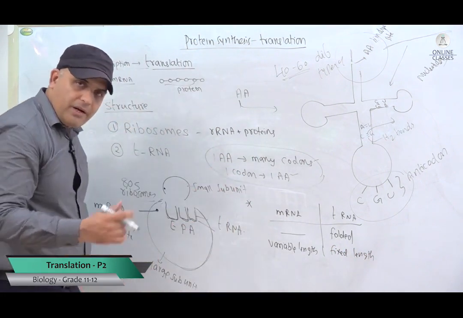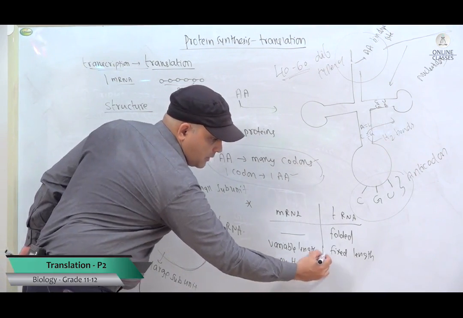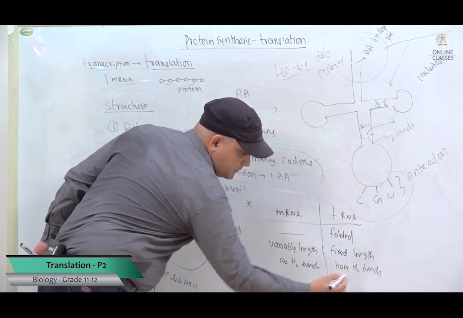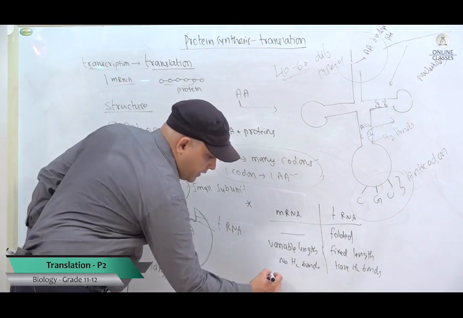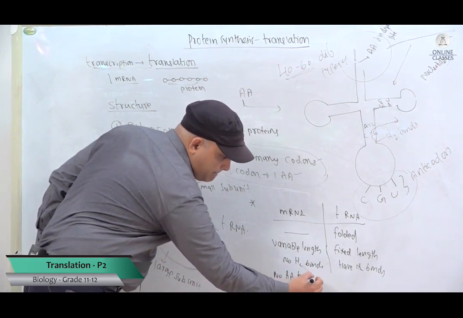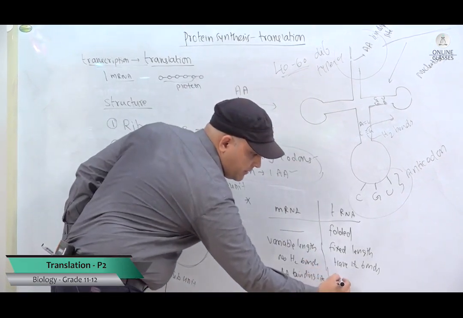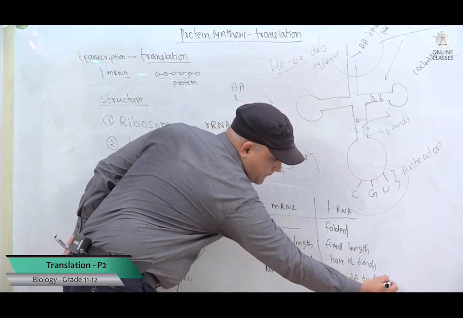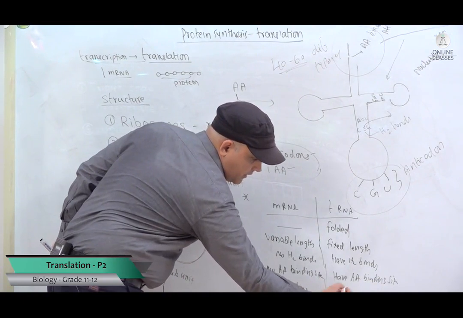Do mRNAs have hydrogen bonds? No hydrogen bonds. What about tRNA? They do have hydrogen bonds. And a very important thing, mRNAs don't have any amino acid binding sites, but tRNAs have amino acid binding sites. Last one, mRNAs carry codons, while tRNAs have anticodons.